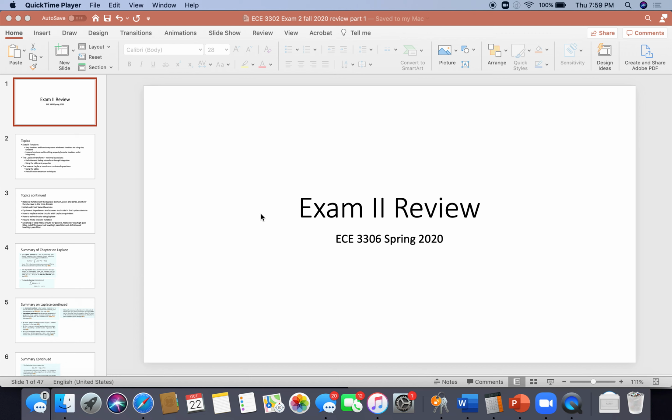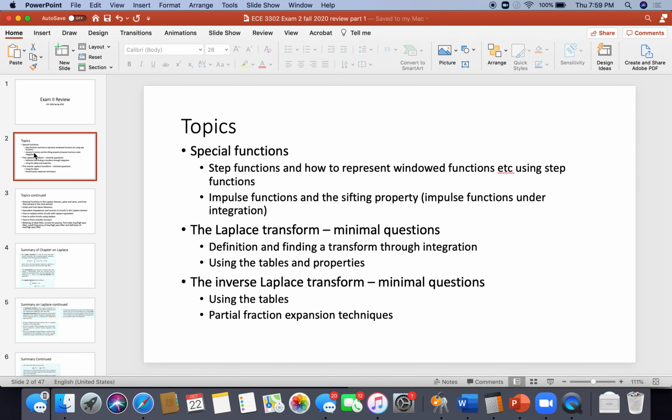But I will talk about other topics on the exam, and I'll go over some different suggestions of things you might want to look at. So since the last exam, we've talked about several things. The first thing to review is that we did talk about special functions. We talked about step functions and how to represent windowed functions as well as other things using step functions. We talked about impulse functions. Specifically, we talked about the sifting property. In other words, what happens when you have impulse functions integrated with other functions.